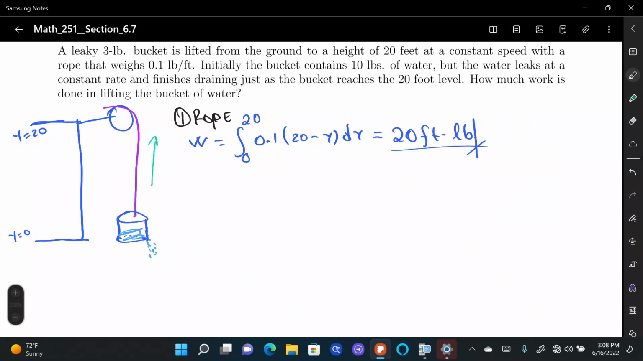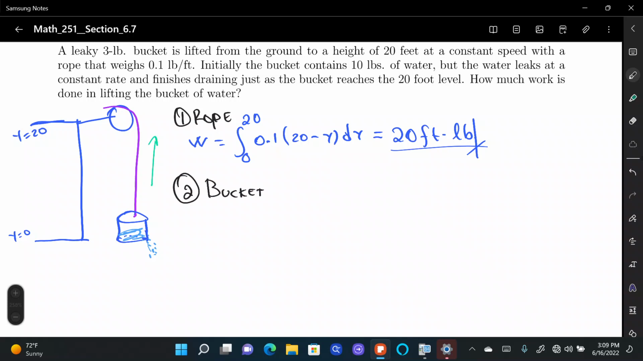Part 2 of the problem, the bucket. The bucket itself, by the way, without the water. So here is the thing. As the pulley starts working, the only thing that is going to change so far is the amount of rope that is left. The rope is going to get smaller, less heavy. So that's why in this case the density of the rope is not the same as the process goes.